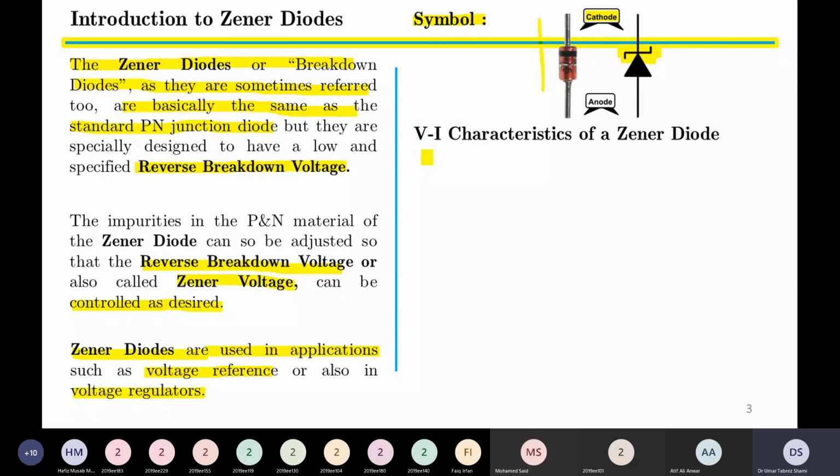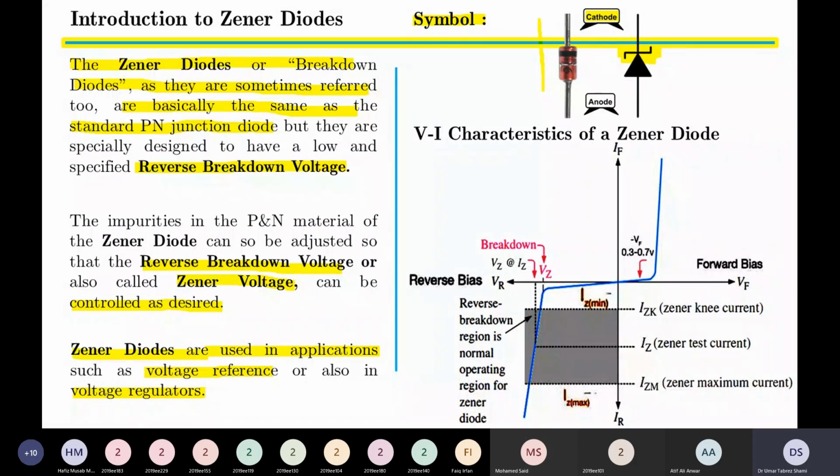Now, next is the voltage current characteristics of a Zener diode. And here we have the voltage and current characteristics. In fact, it is a graph where on the x-axis we have the voltage and on the y-axis we have the current. The graph is divided into 4 quadrants. This is the first quadrant, then the second quadrant, then the third quadrant, and then the fourth quadrant. The Zener diode will work either in the first quadrant or in the third quadrant.